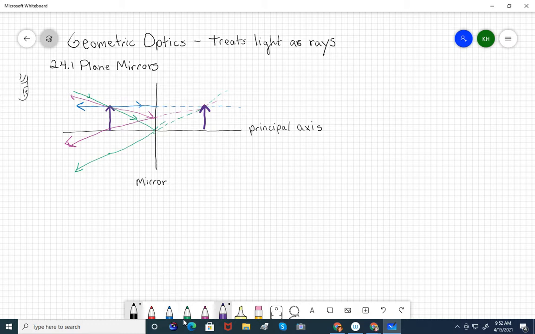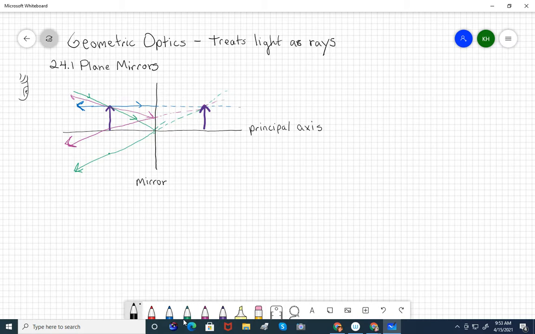Does everybody see that? I know it's a little messy. You can see there's a blue ray coming out. I've got this violet ray coming out. I've got this green ray coming out. But your eye says, where are they coming from? And if you follow those straight lines back, they all appear to be coming from that point. So that's where we see our reflection. All right.